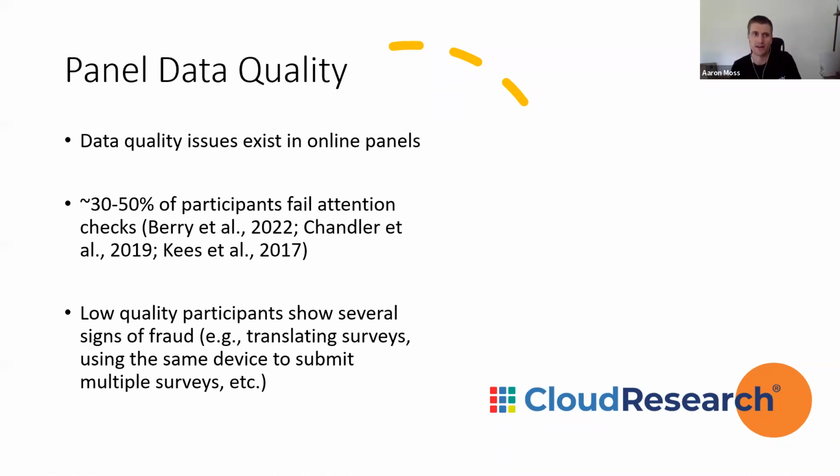So we left off there talking a little bit about panel data quality, and it's something that I'd like to say a few more words about. If you've attended some of the earlier talks today, you again have seen some of the data quality problems in all online sources, but in particular from these online panels. Research shows that about 30 to 50% of participants routinely fail attention checks and other types of data quality measures. And at CloudResearch, I can tell you that we see a lot of the same signs of low quality participants or signs of fraud in these online panels as we see in other sources of online participants. And so it's important to be aware of and know how to manage data quality when you're using these sources.